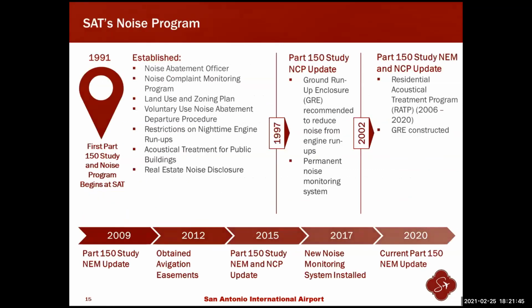San Antonio International Airport conducted its first Part 150 study in 1991, which signaled the beginning of the noise program and office. Since then, the airport has been extremely dedicated to understanding current noise conditions through multiple updates to noise exposure maps and working with the community to reduce their exposure to aircraft noise through multiple updates to their noise compatibility program.